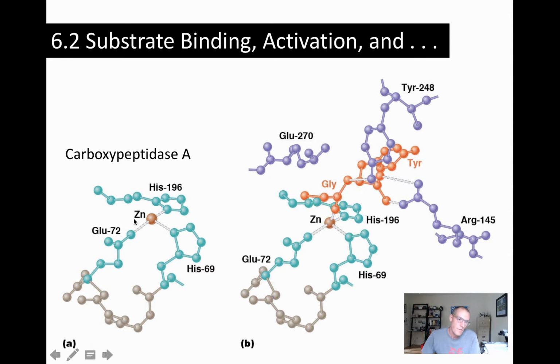And so you see there's a glutamate amino acid 72 here, GLU72. So the 72 refers to the amino acid number in the primary sequence. Histidine 69 and then histidine 196. So you can see these two are close together, 3 amino acids apart, and you can see that little loop down here. But then histidine 196 is 124 amino acids away from this glutamate.